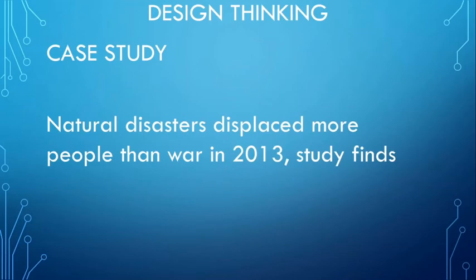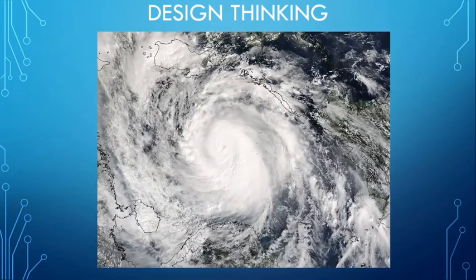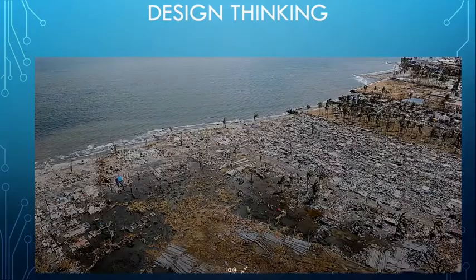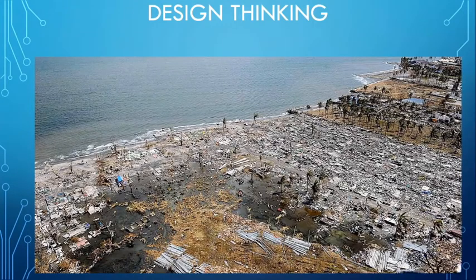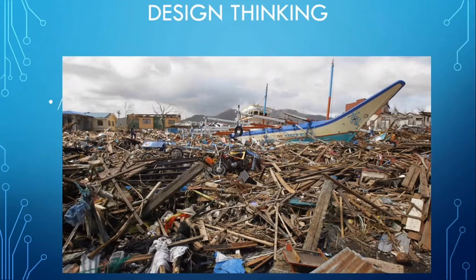And this natural disaster displaced more people than war in 2013. This is a satellite image of the typhoon, and this is the damage it created on the islands. Just watch some photographs I have checked. It's the worst of the worst. See here, the entire Philippines seashore area is gone, and no houses are there. Everything is washed out. See here, everything is destroyed.